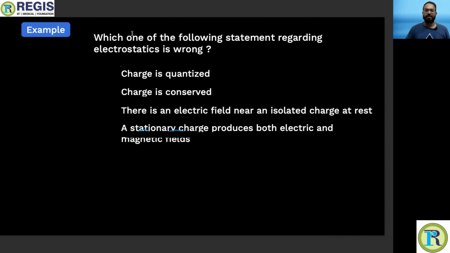Okay, so next, let's try one question. Which of the following statements regarding electrostatics is wrong? Option A, B, C, and D. First, charge is quantized. B, charge is conserved. C, there is an electric field near an isolated charge at rest. Option D, stationary charge produces both electric and magnetic fields. No, it's not. So the answer is D.